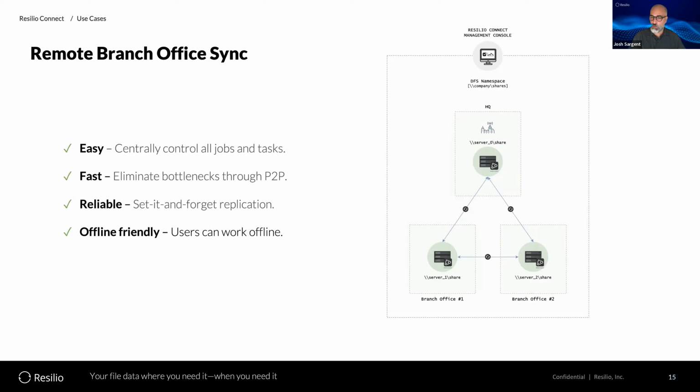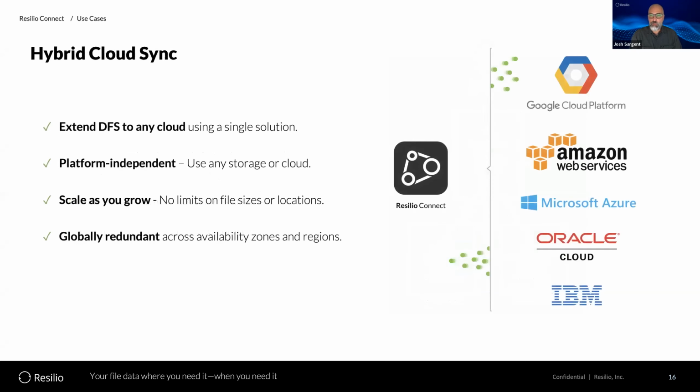So you can do a full sync out to the branch offices, or you can do partial syncs and just cache the hot data at those branch offices. Which is a really nice feature if you don't want to deploy, say, terabytes and terabytes of capacity at these small branch offices. And then hybrid cloud sync, right?